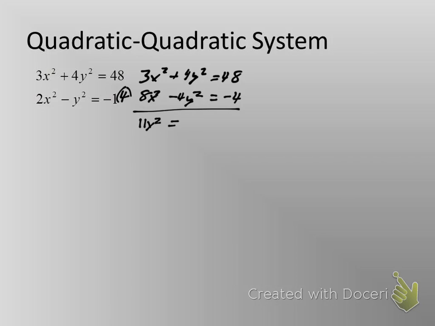11x squared equals 44. X squared equals 4, so x equals plus or minus 2. Alright. Moving on. Now, x equals 2.